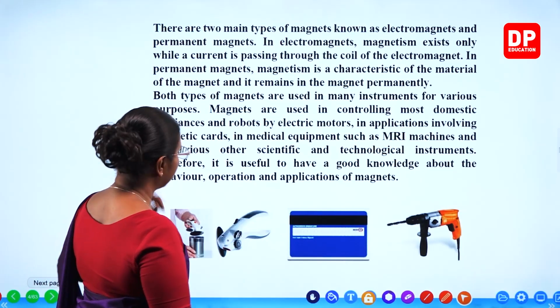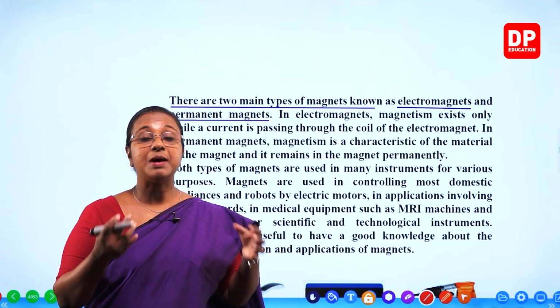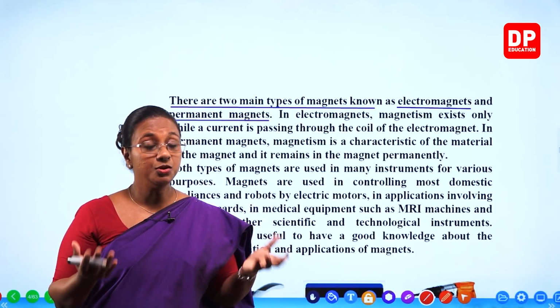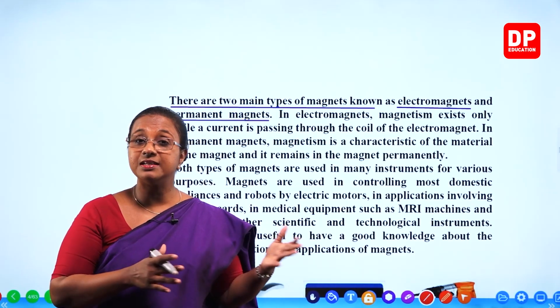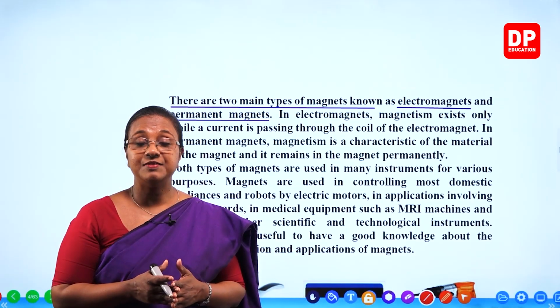So, here, like I said, there are two main types of magnets. One is the electromagnet, the other one is the permanent magnet. Now, when we say permanent magnet, the magnetic property is always there. The bar magnets, the ring magnets, the horseshoe magnet, the U-shaped magnets, those are the magnets that we use in the laboratory for our different activities.